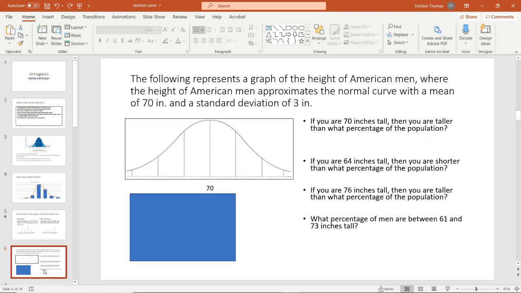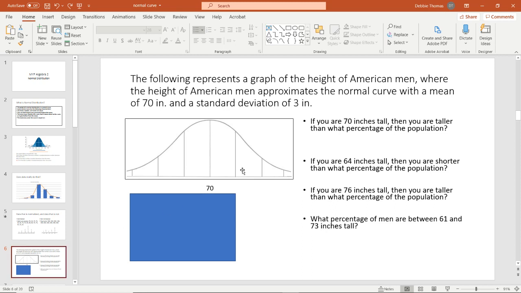Okay, so let's get to work on doing some statistical analysis with the normal distribution. All right, the following graph represents the height of American men, where the height of American men approximates the normal curve. That phrase is always going to be there. That basically says you can do work here. The mean is 70 and a standard deviation of 3. So if you are 70 inches tall, then you are taller than what percent of the population?